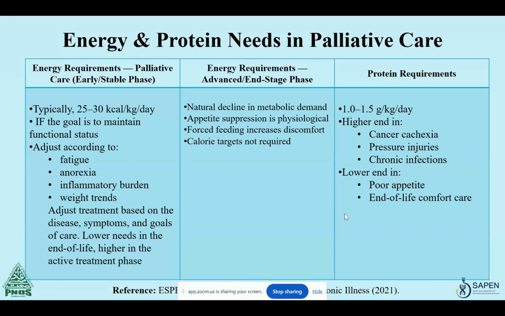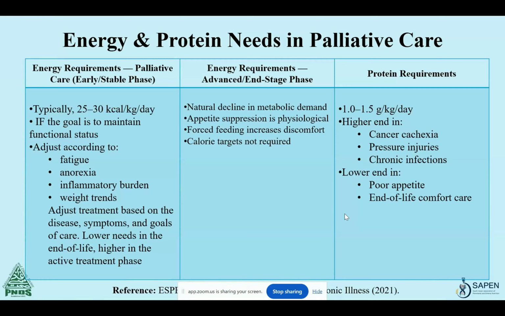Basically, it is adjusted according to the fatigue, the anorexia, the inflammatory burden, the weight trends, and the patient's current status. But if the disease progresses and we move towards the end stage palliative care, there is a natural decline in the metabolic demand, so we have to adjust the calories accordingly.